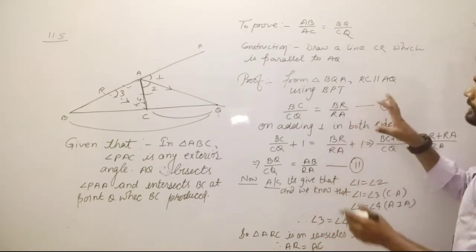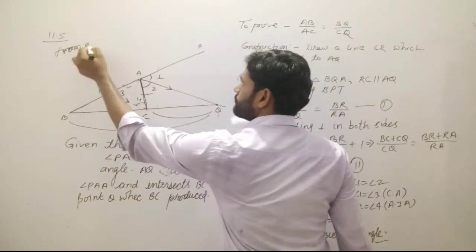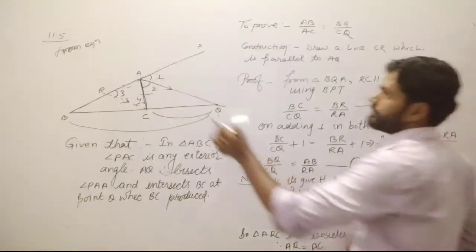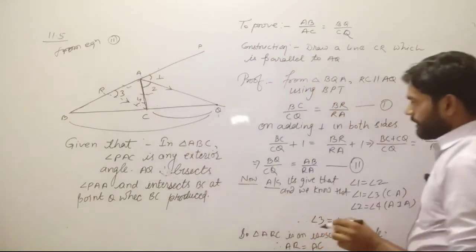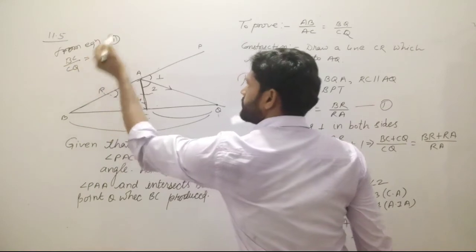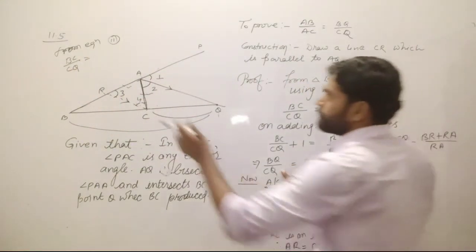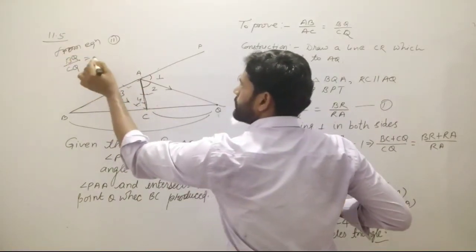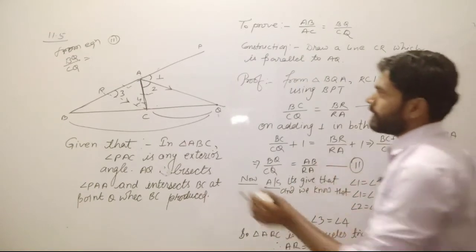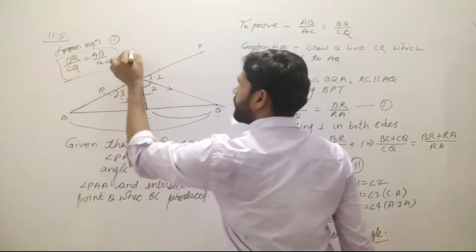छोटा सा पार्ट बचा, मैं यही कहीं सोल्व करता हूँ. यहाँ लिख देता हूँ फ्रॉम इक्वेशन नंबर second, BC upon CQ is equals to BQ upon CQ is equals to AB upon AR is equals to AC, AB upon AC, and this we have to prove.